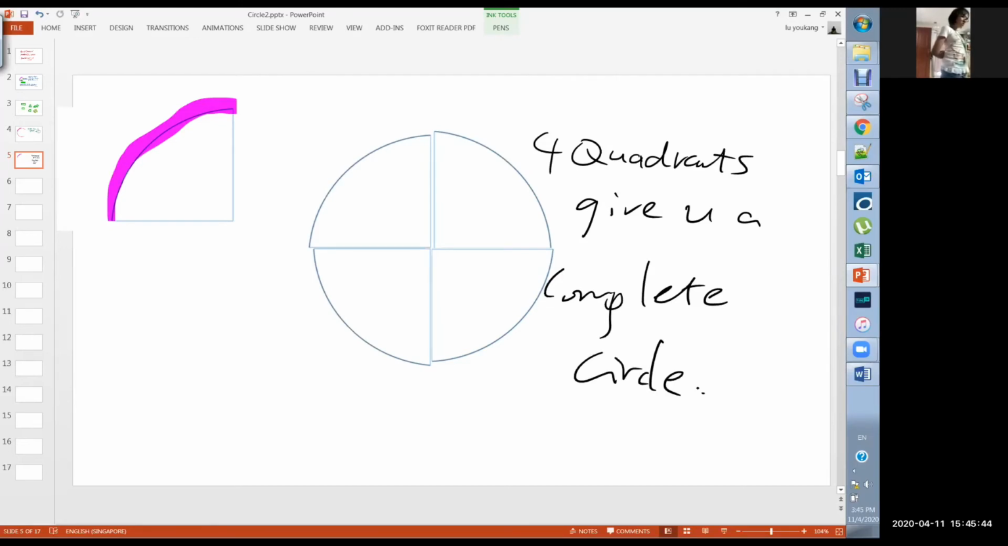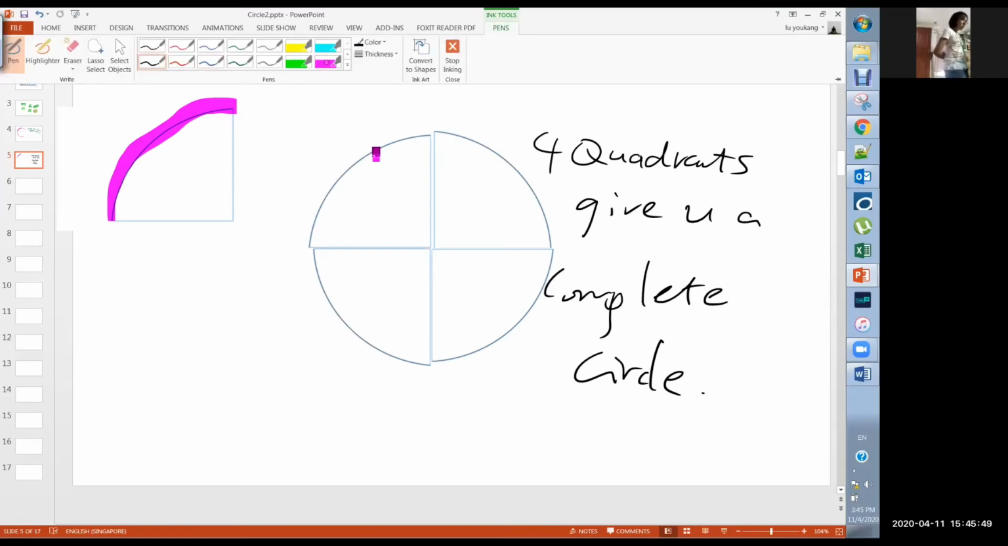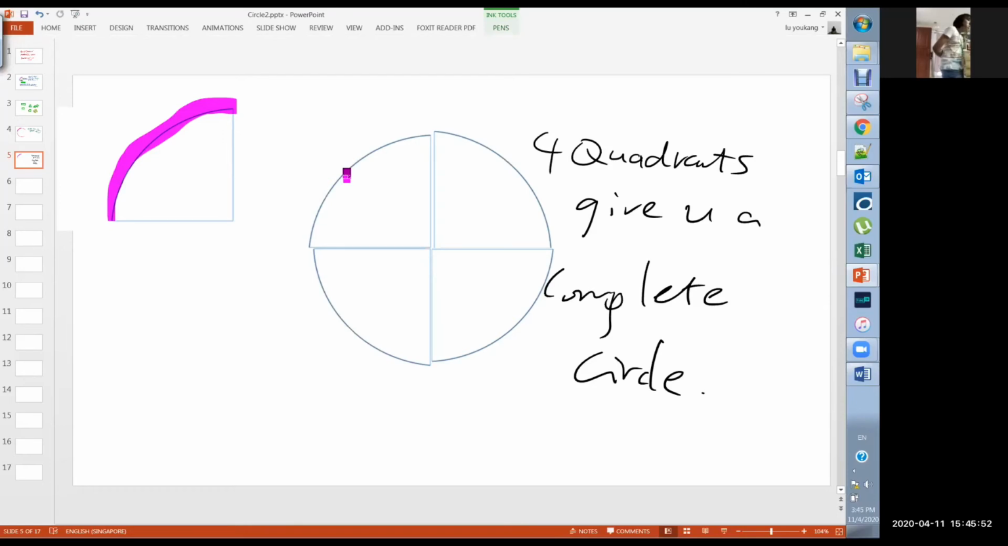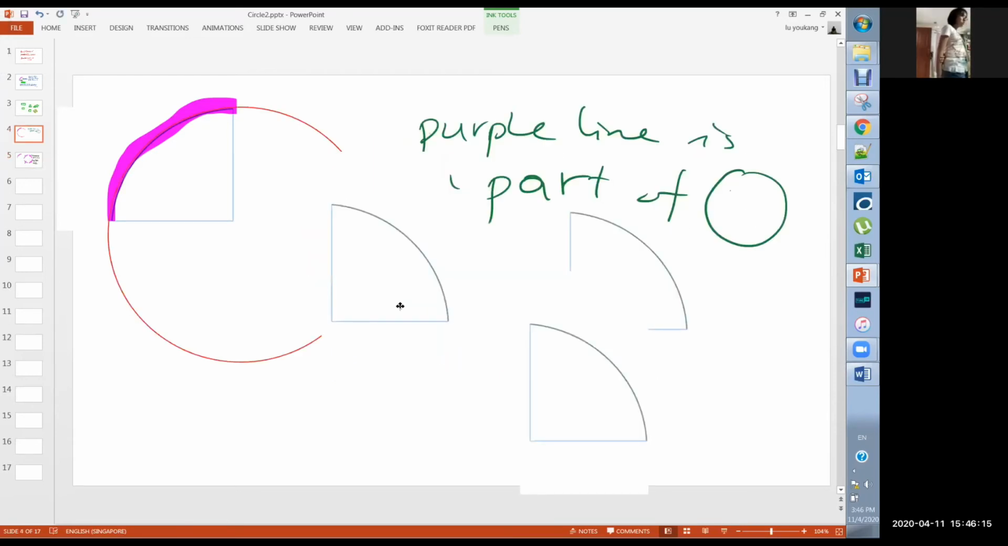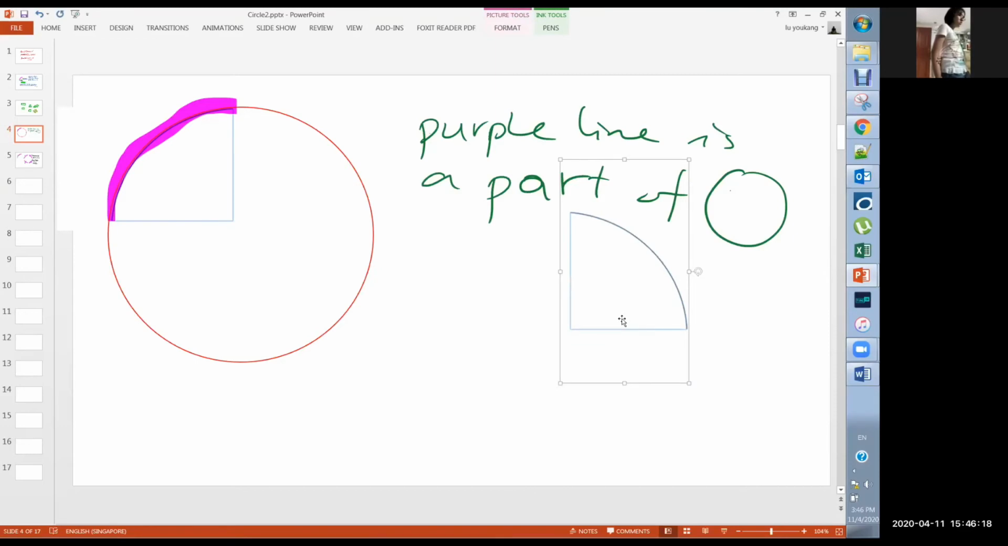Okay, so meaning this purple line, can you see that all these 4 purple lines, they are equal or not? Equal. They are the same actually, right? So all these are the same, right? So that means just now you said a purple line is a part of a circle, right? Yeah. So what is the part? What's the ratio?